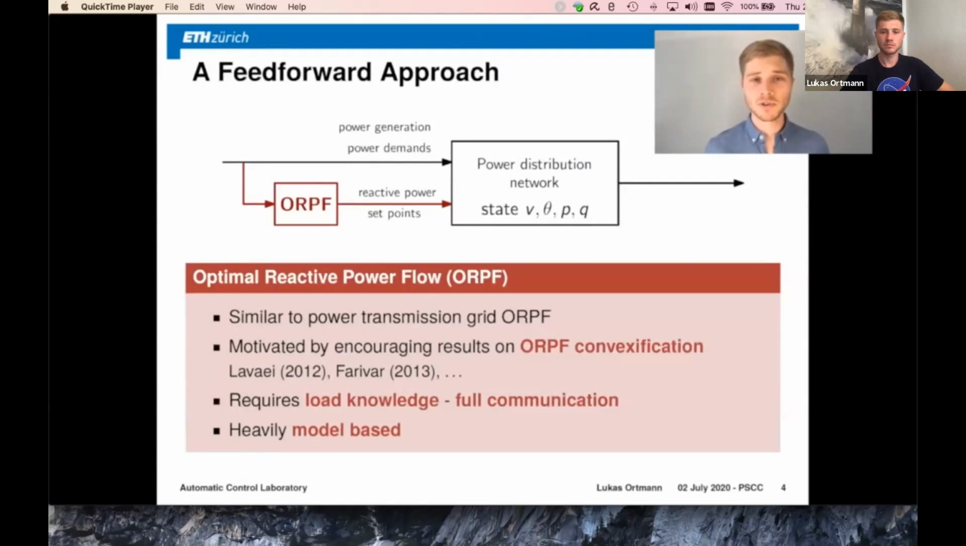And if these inverters would then use these reactive power set points, you would have a voltage profile that is satisfying all the constraints. Unfortunately, this requires a lot of load knowledge. So you would need to know all the active and reactive powers in the grid, and you would also need a good model itself. Unfortunately, both is not available in distribution grids.